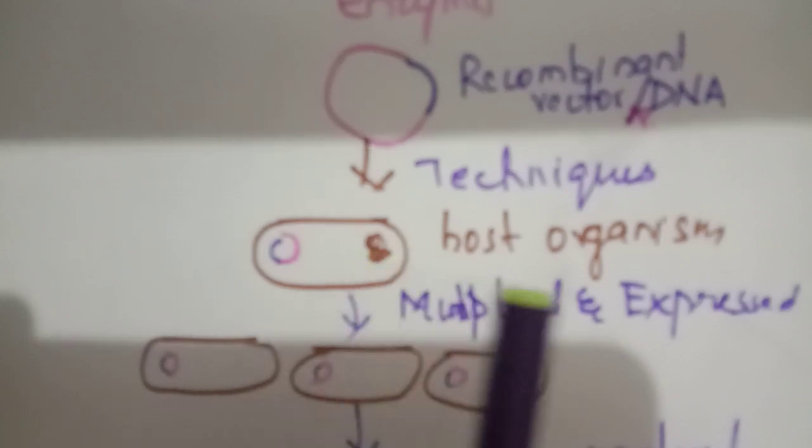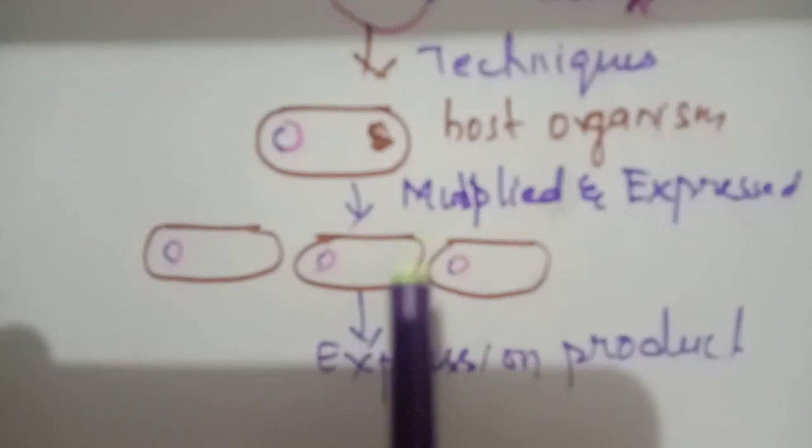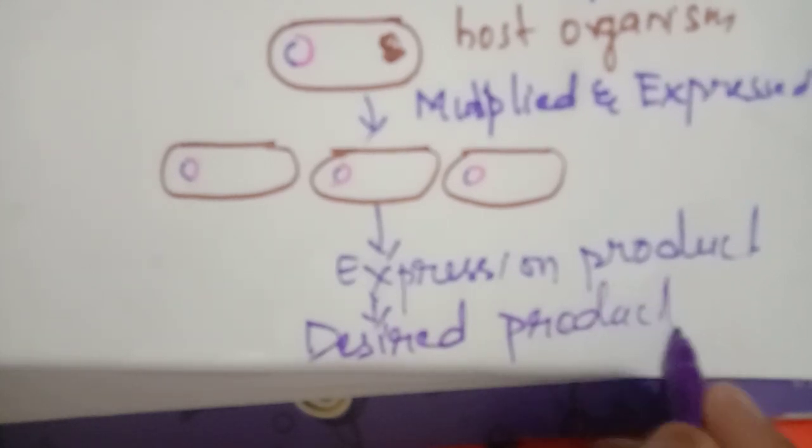Inside the host organism, the gene of interest multiplies and the gene gets expressed, and once the gene is expressed, what you will get? You will get the desired product. So this is known as the concept of genetic engineering.